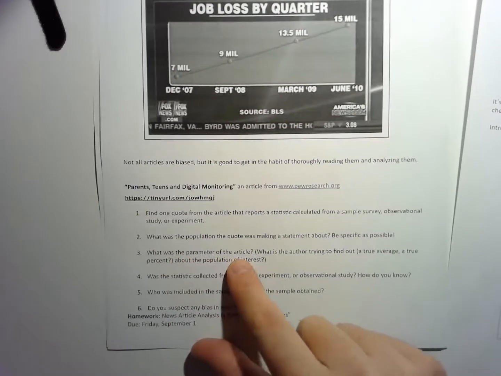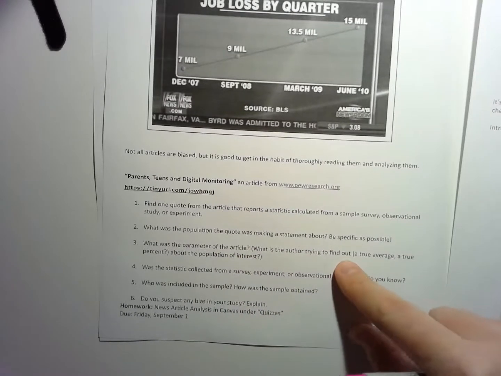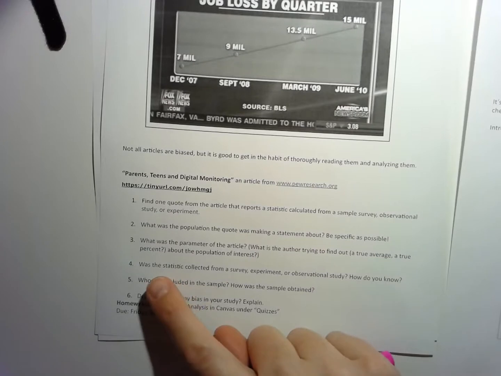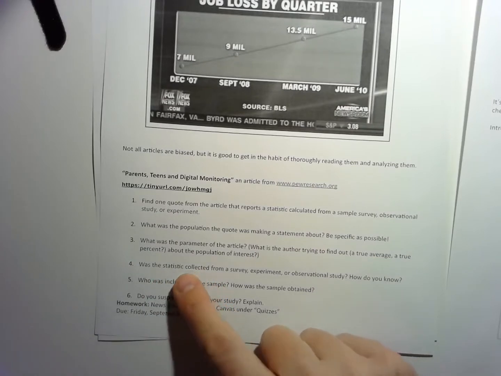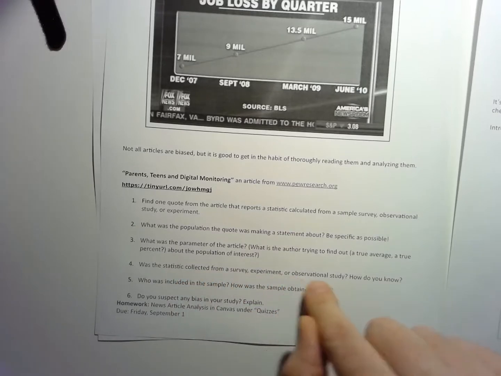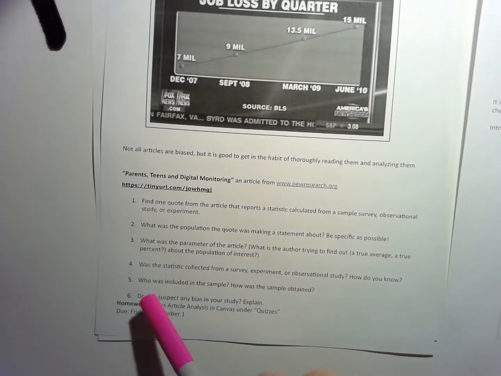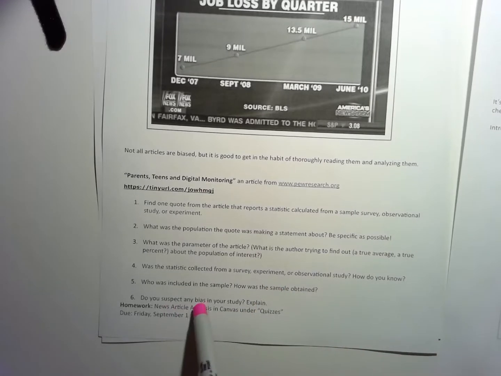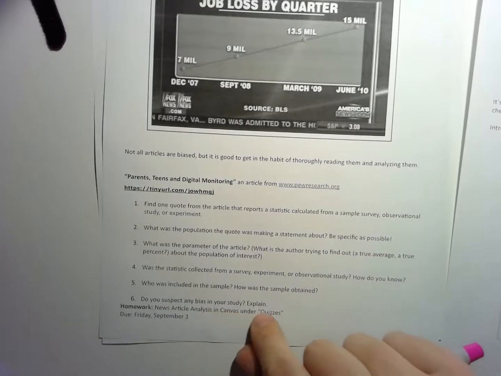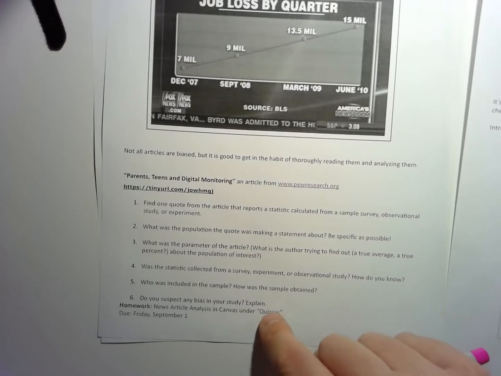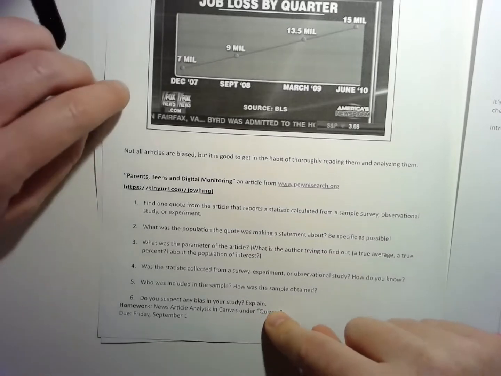What was the parameter of the article? So what is the author trying to find out? A true average, a true percent? What about the population are they interested in? So the 4th thing is, what is the statistic collected from a survey, experiment, or observational study? How do you know this? Who was included in the sample, and how was the sample obtained? And then, do you suspect any bias in your study, and explain. And don't overthink the bias part. So don't try to make their bias where there isn't. But if there seems to be bias that's jumping out at you, do say what that would be.